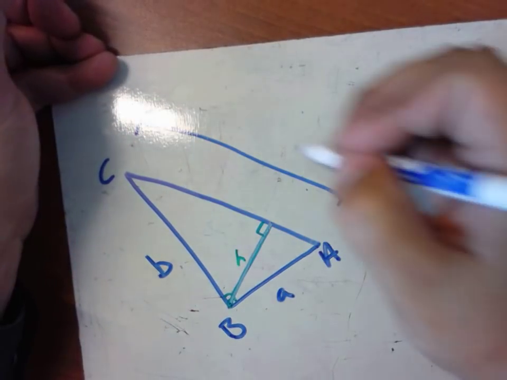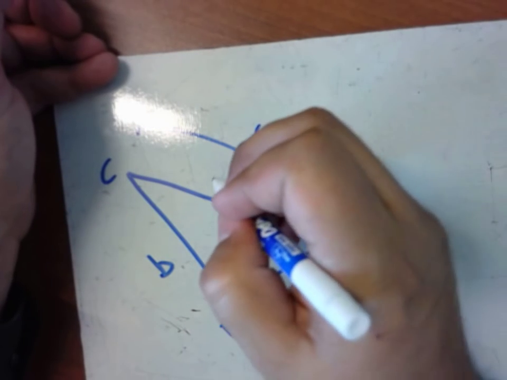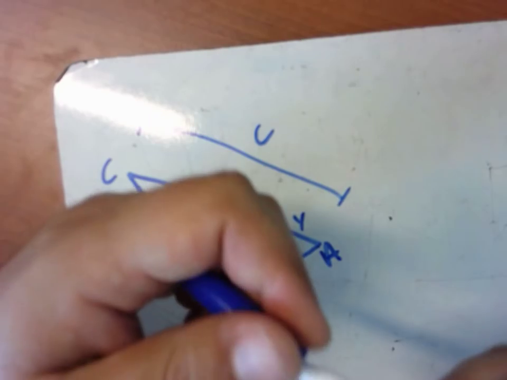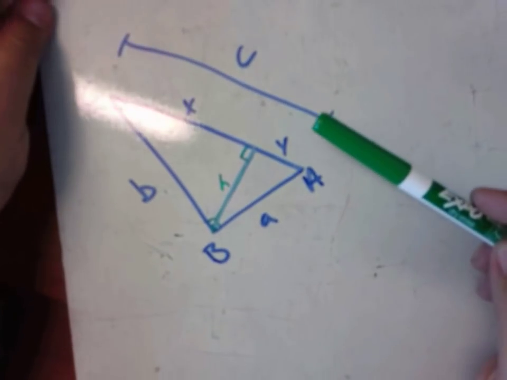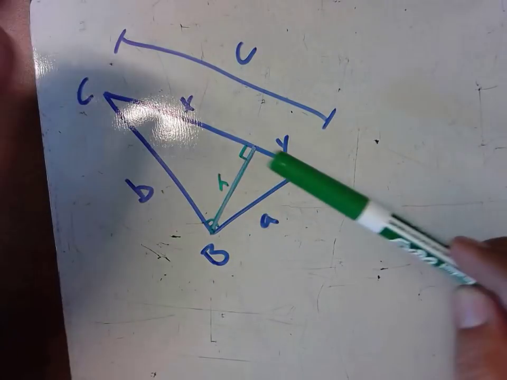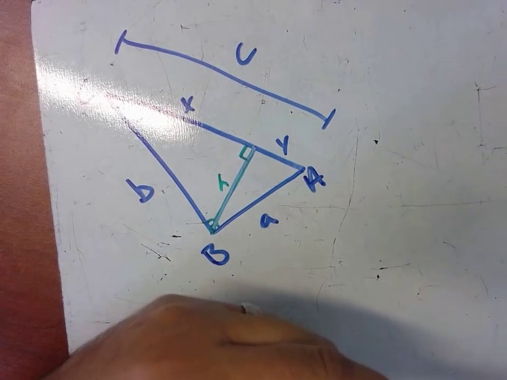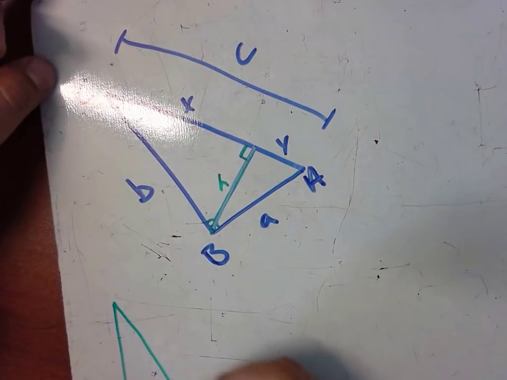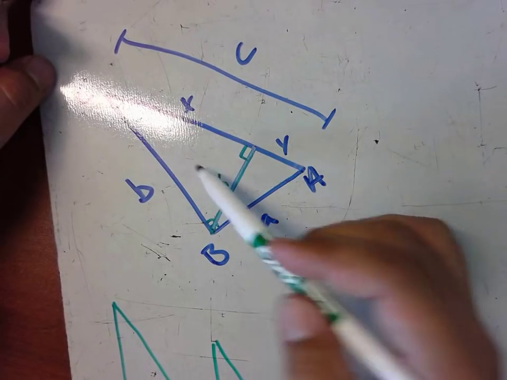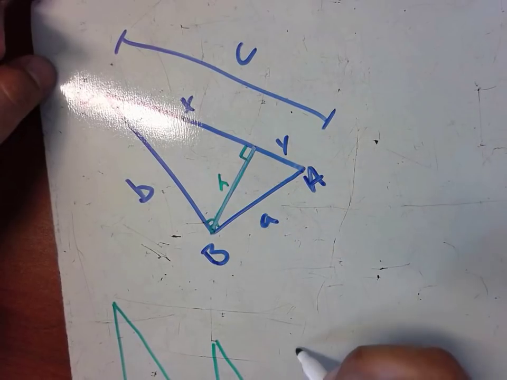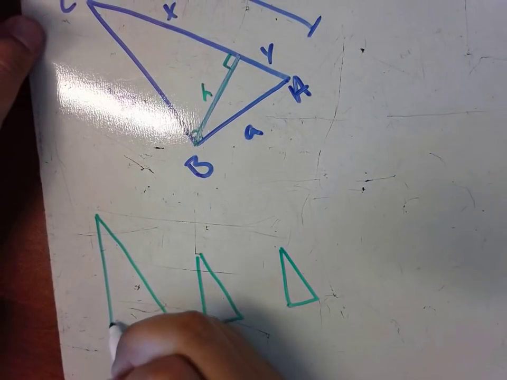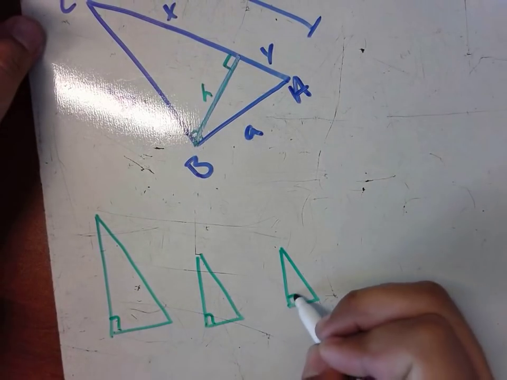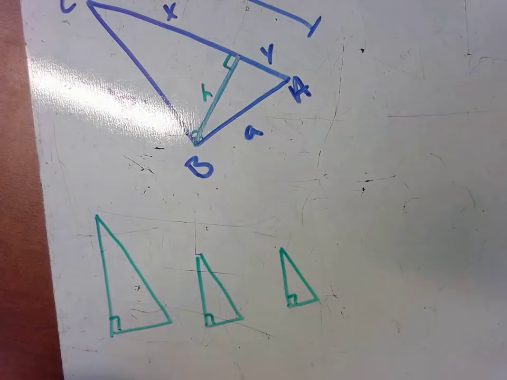The whole hypotenuse is C. This side is X, that side's Y. So after you get the altitude, which is huge in this proof, you need the altitude, you're going to have three new triangles. You're going to have the large one, the medium one, we'll call this one the medium one, and then this one the small one. I'm going to redraw all these to make it easier to look at.